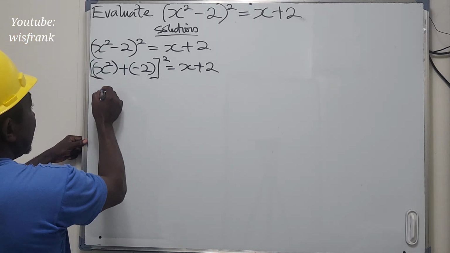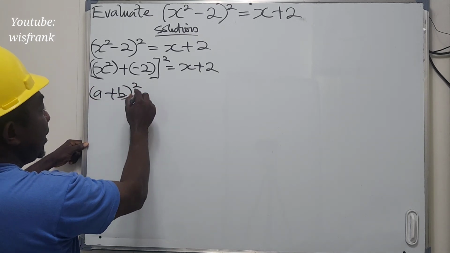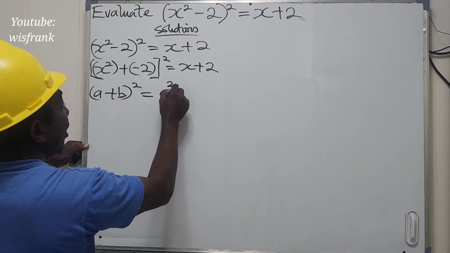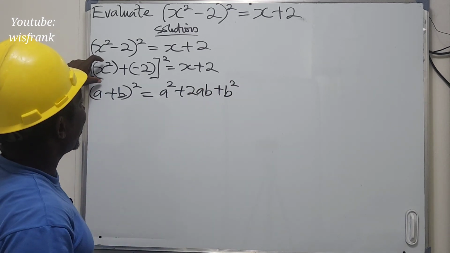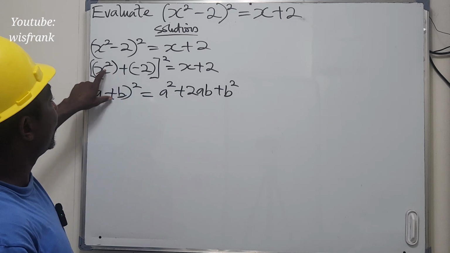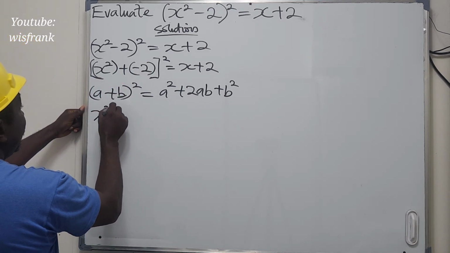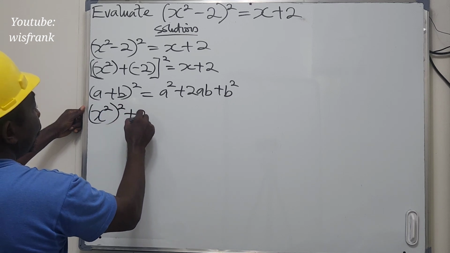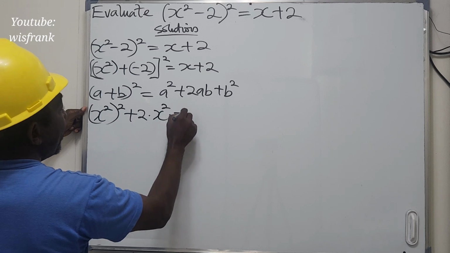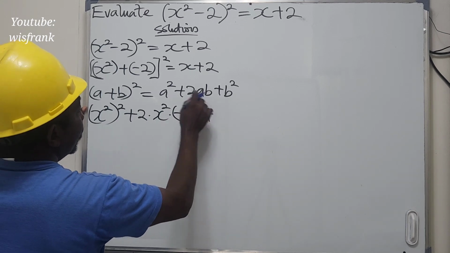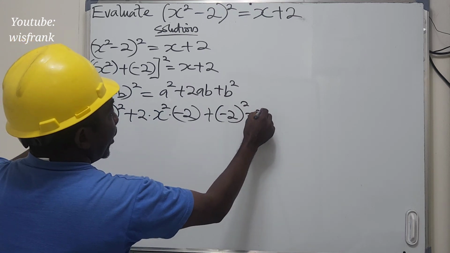So now this is the same thing as (a + b)², and this is the same thing as a² + 2ab + b². We are expressing this in this format. This is our a and this is our b. So this will become (x²)² + 2 times a, our a is x², times b, which is −2, plus b, which is (−2)², equals x + 2.